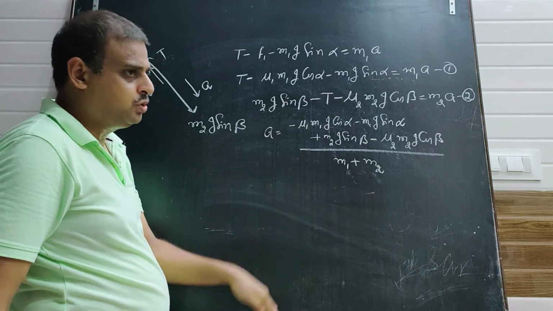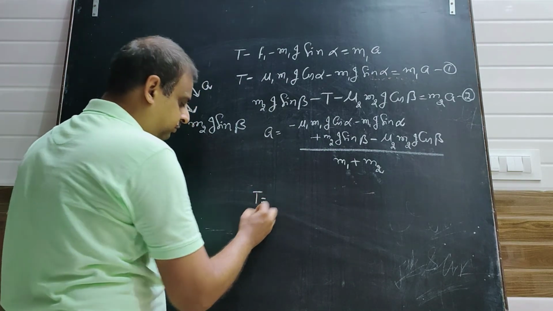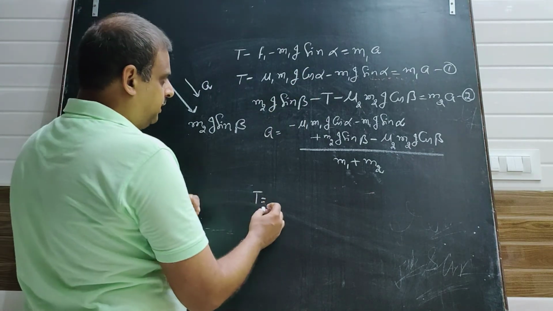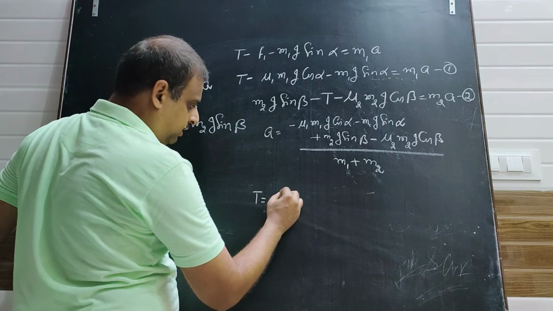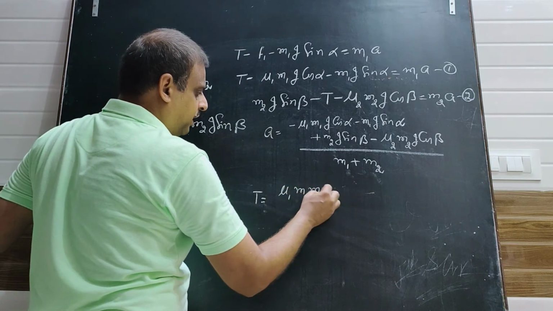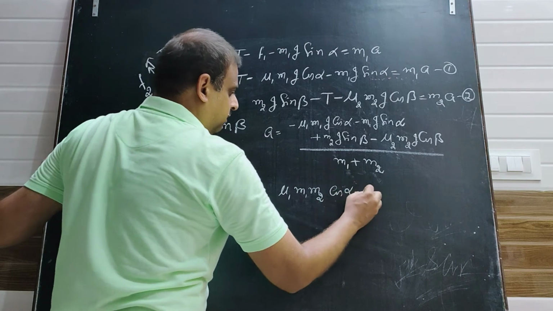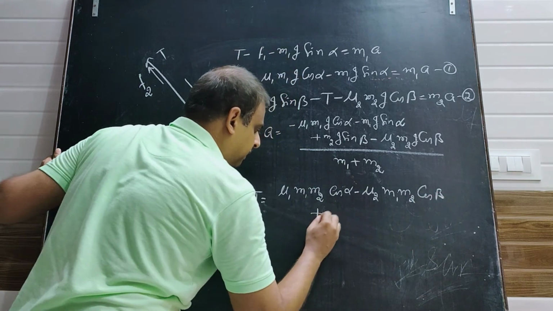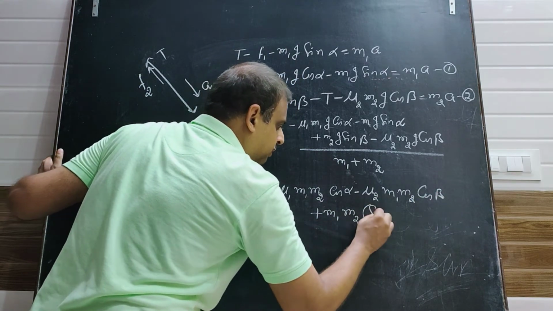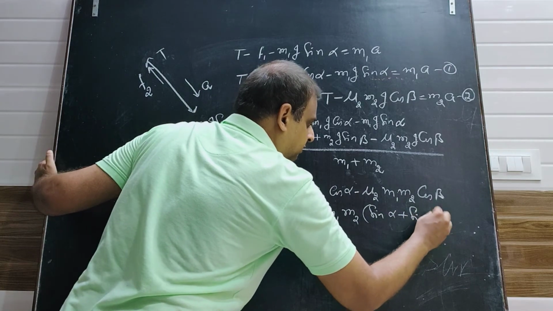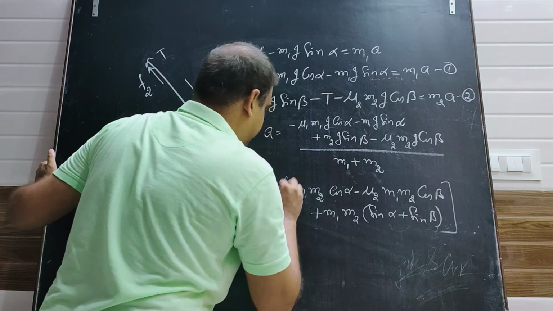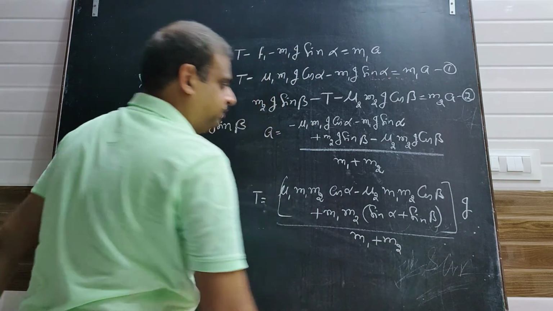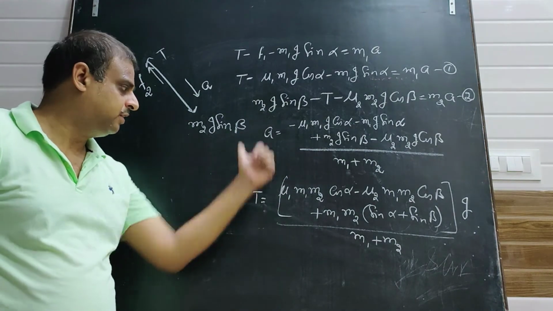And if we divide these two equations, we will get the value of T. We can also substitute the value of a in equation 1 or 2, and we will get the value of tension T: mu1 m1 m2 cos alpha minus mu2 m1 m2 cos beta plus m1 m2 sin alpha plus sin beta, whole multiplied with g upon m1 plus m2. So this is the value of acceleration and the tension.